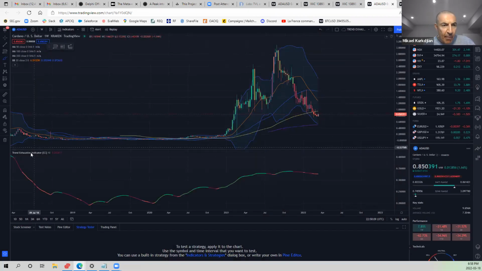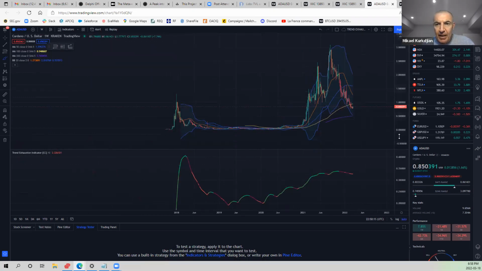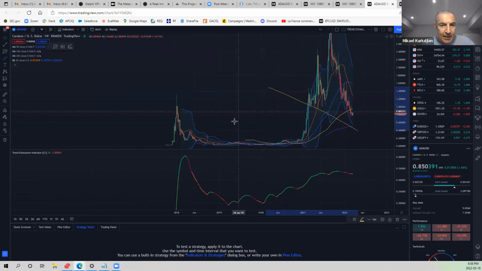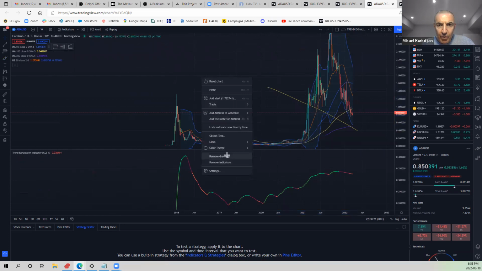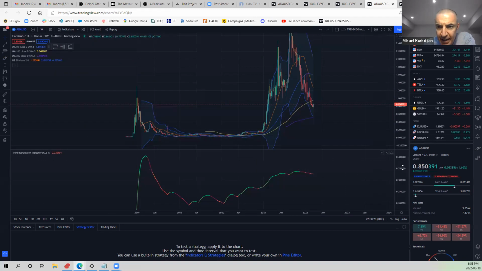these two indicators. So what I'm going to do now is go back to Cardano, as far back as 2018. I will remove these drawings so that we're not going to get confused. And here we are. So with Cardano, it looks like if I'm using these indicators again, I have a buy signal right over here.